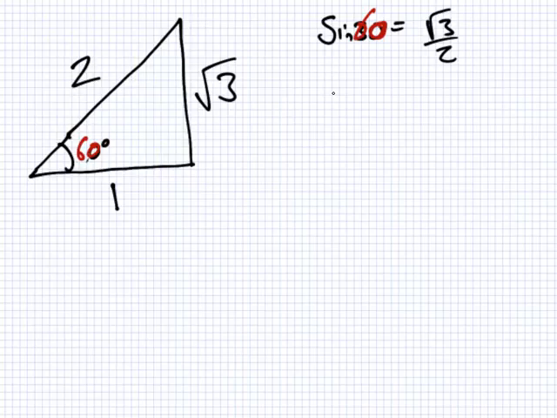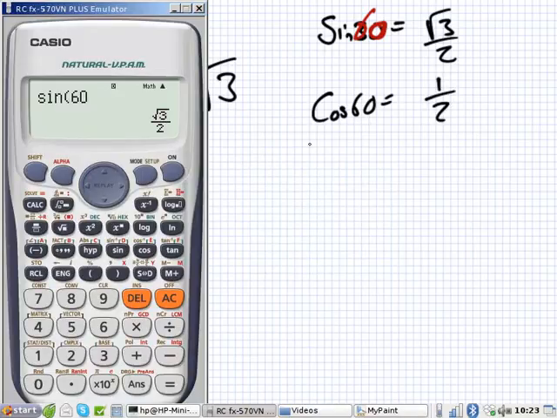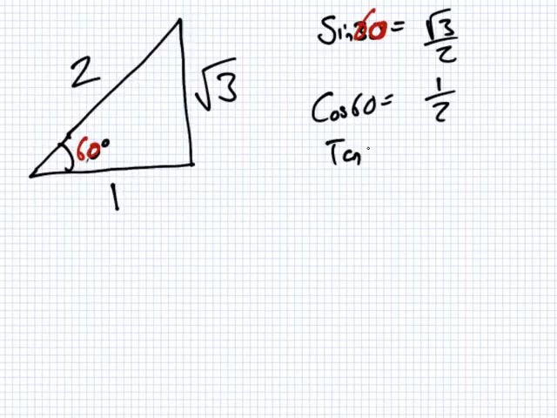Okay, what is cos 60 on this triangle? 1 over 2. So let's have a look at cos 60. Yep. What's tan 60?